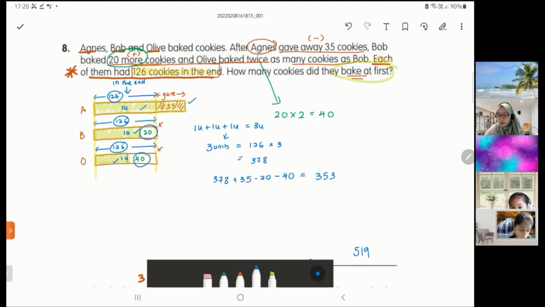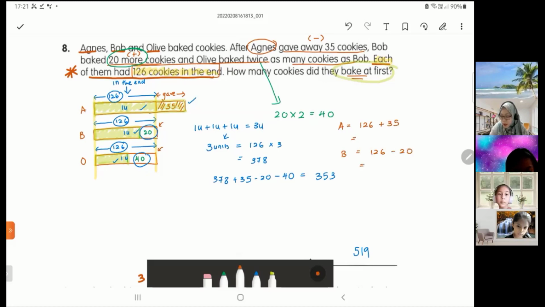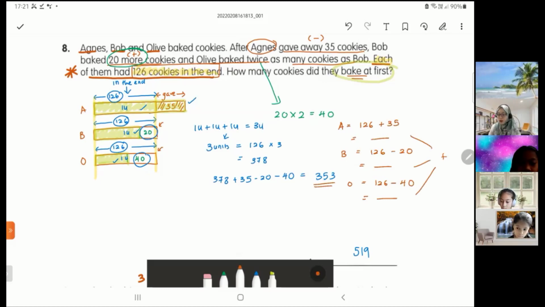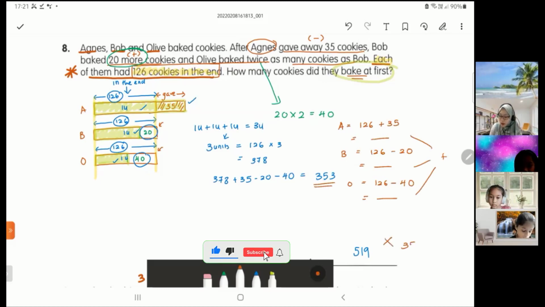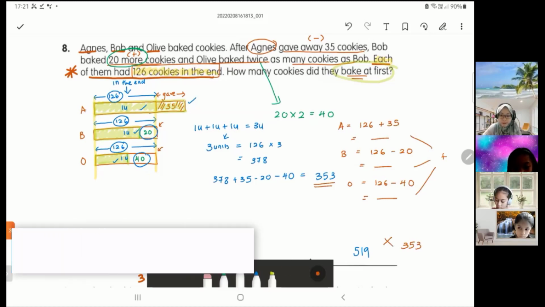Or another method, if you don't want to do this method, you want to find one by one, can. Agnes is 126 plus 35, like this, right? And then Bob, is it Bob? Bob is 126 minus 20. You get something. And then Olive is 126 minus 40 equals to something. You add up all these three together and you will get the same answer, 353. So the answer is 353, right?